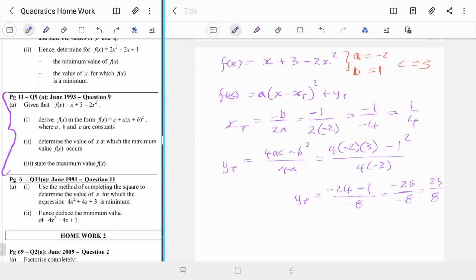Now that I know my xt and my yt, I can now write this. So my f of x becomes a, which is negative 2. I'm going to put negative 2 for the a, into x minus xt, which is 1 over 4. So I'm putting 1 over 4. Don't forget to put the square. And then my plus yt is plus 25 over 8.